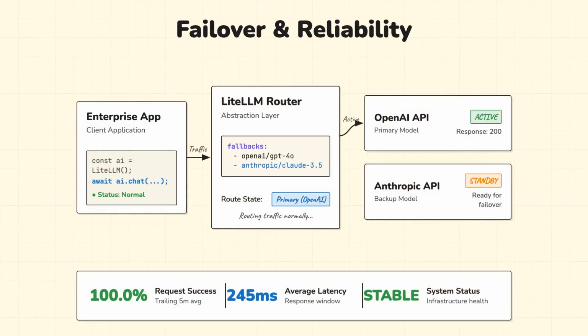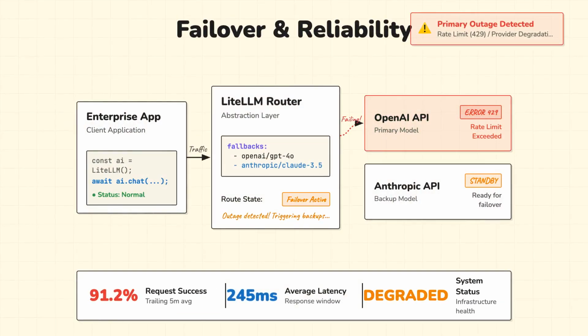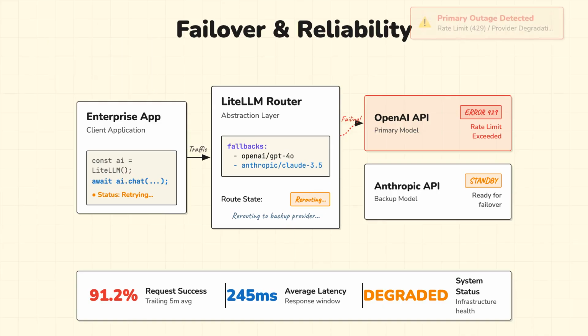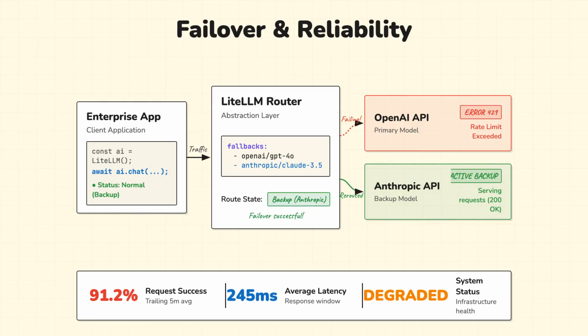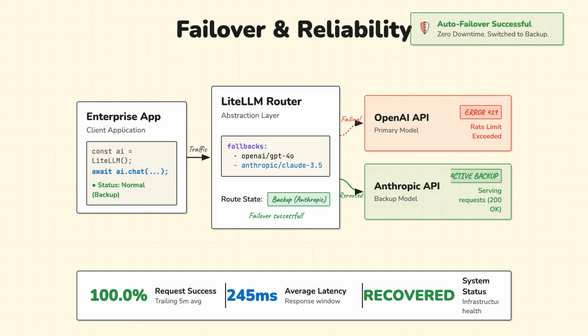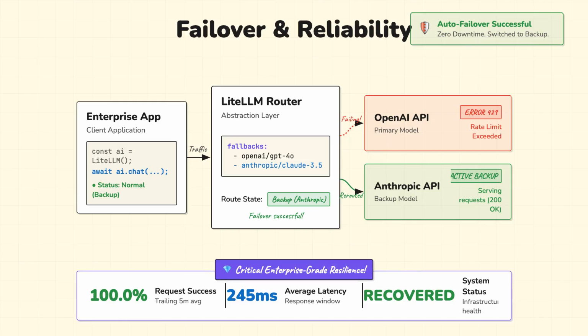Reliability became another major challenge. AI providers sometimes experience outages, rate limits, or degraded performance. Without an abstraction layer, applications may simply fail. LiteLLM can automatically reroute traffic to backup models. To users, the application may continue working without interruption. This kind of failover behavior is extremely important for enterprise AI systems.